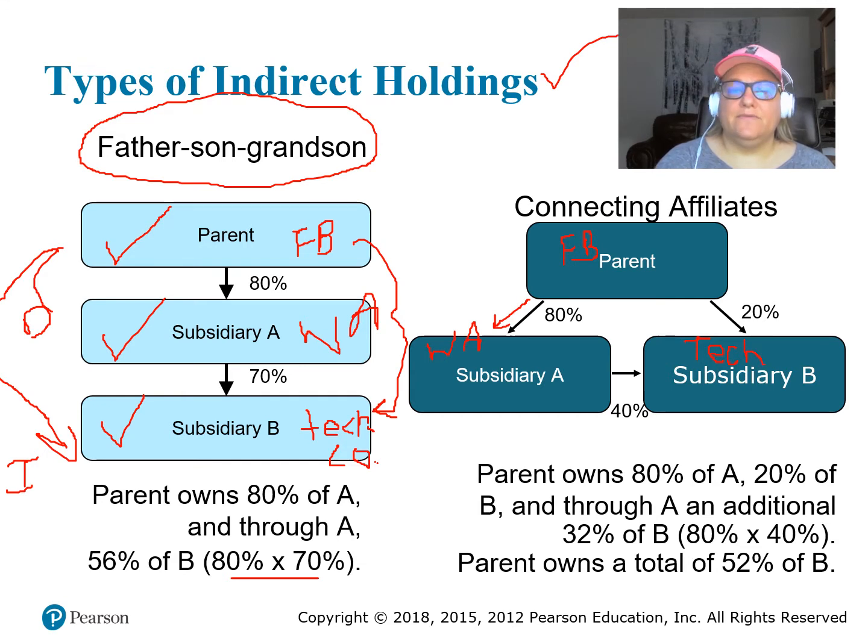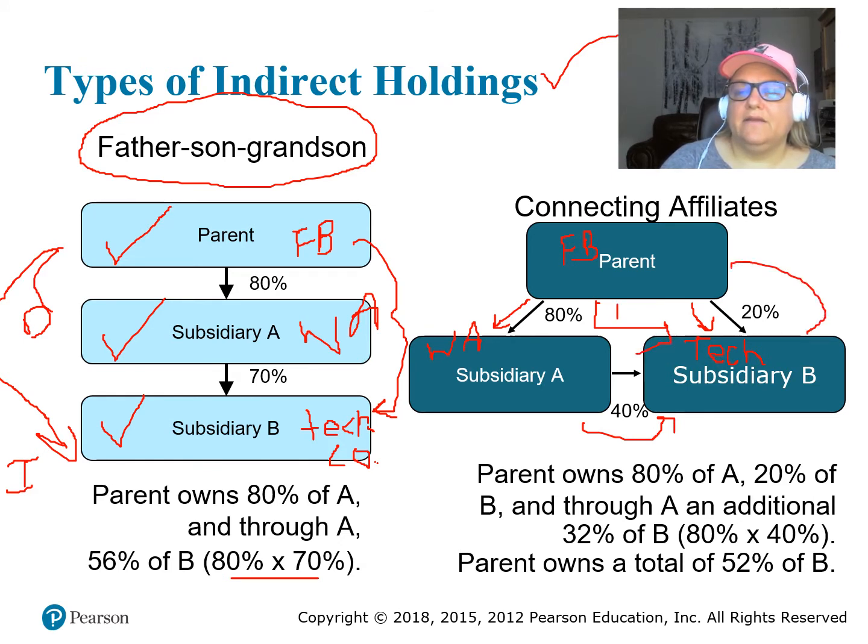Now, here's something different than this relationship here. The parent also owns a small portion of the tech company. Remember, they can own more than one thing. They own 20% of the tech company. So what you have to do is look at the relationship of A, sub to tech company, and then B, parent to the first one, which makes this part indirect, an indirect relationship to the tech company. And then parent to tech company, which is direct.